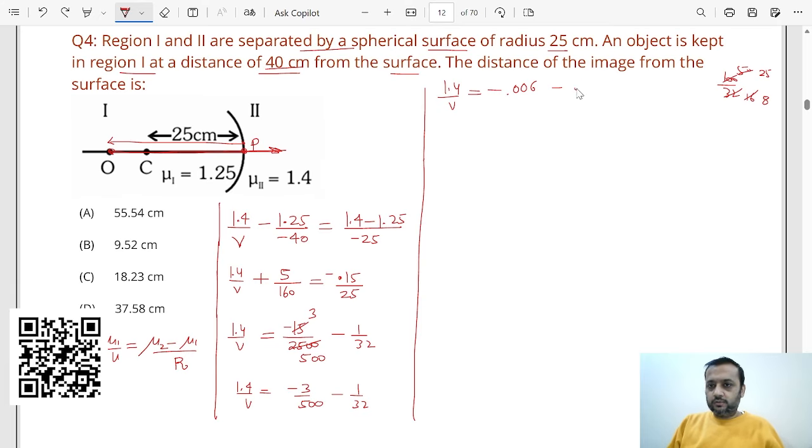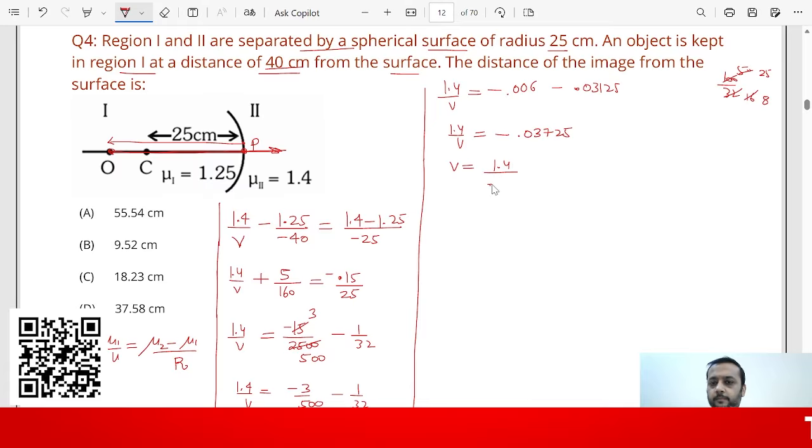Okay, 1.0. You can do the calculations. I'm just doing like this. Okay, so from here 1.4 by V becomes how much? Minus 0.03 and 6 and 1 will become 7.25. Okay, so V will be how much? 1.4 upon minus 0.03725. Okay, now you can do this.